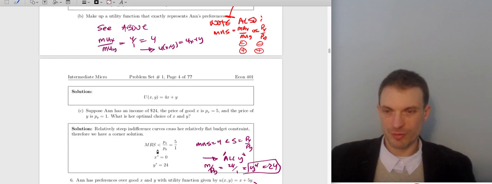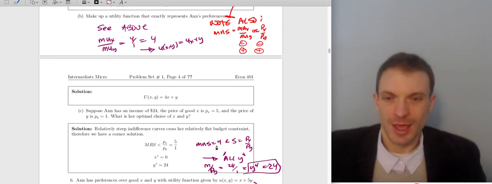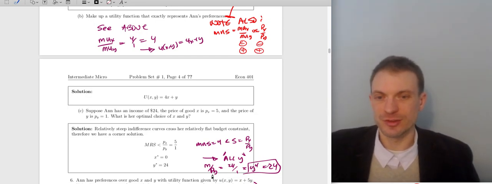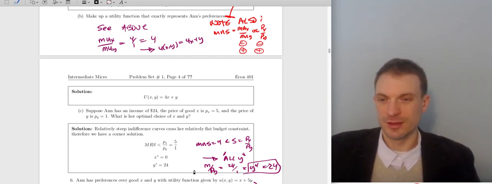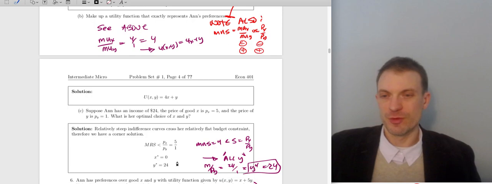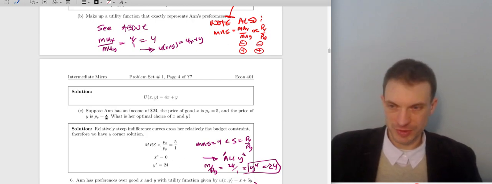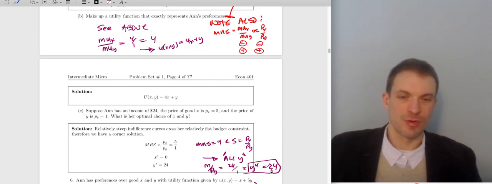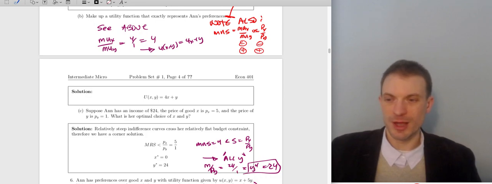Indifference curves have a slope of 4, which means the indifference curves are flatter. When the indifference curves are flatter, that gives us our all-Y solution, right? So the MRS is 4, less than 5. This is our all-Y solution. Here, Anne is going to buy 24 divided by the price of good y, which is 1, so 24 units of y. So that's what this is. You see at the bottom, I've got question number 6 here. That'll be in the next video.